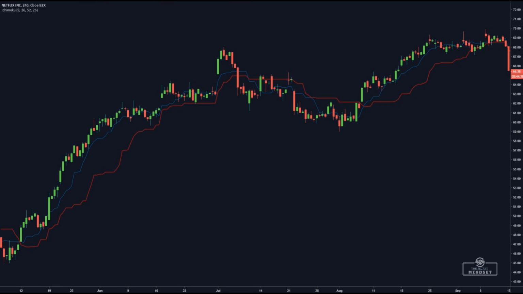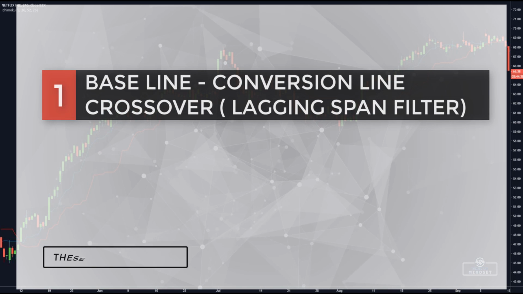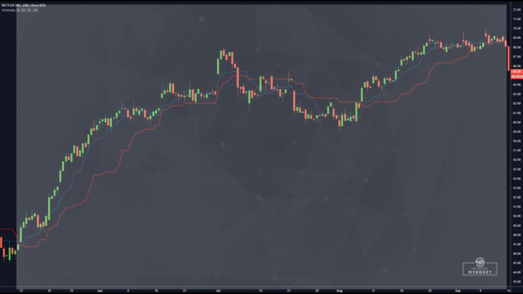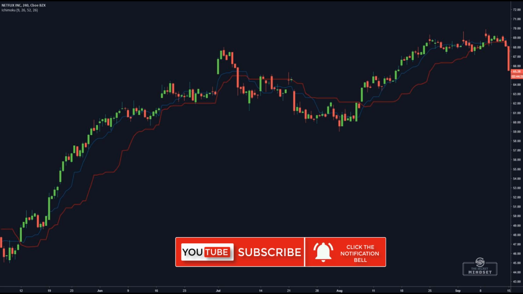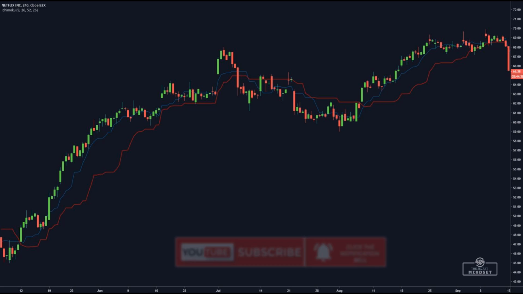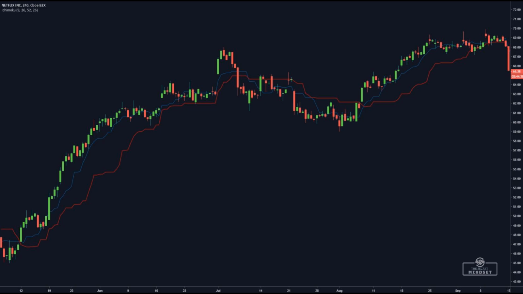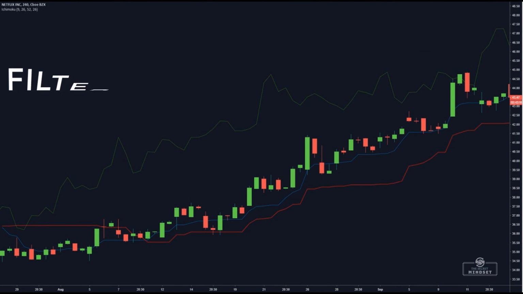Now let's see how we can trade with Ichimoku based on what we've learned so far. The first strategy involves the baseline and conversion line crossover with the lagging line as a filter. The crossover between the baseline and the conversion line can offer trading opportunities in a similar fashion to a moving average crossover. When a fast-moving baseline crosses above the slower-moving conversion line, we have a buy signal. When a fast-moving baseline crosses below the slower-moving conversion line, we have a sell signal. We could filter the signals received with the lagging span for safer entries.